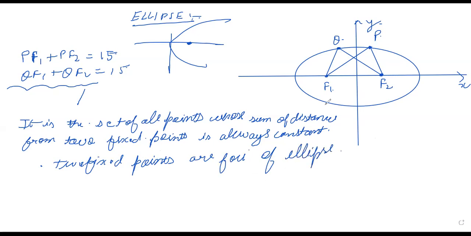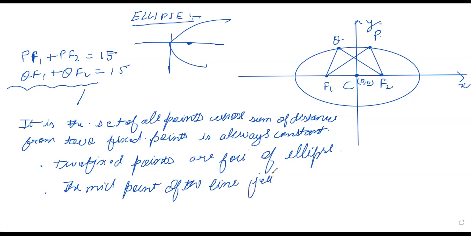And the midpoint between the two foci is the center of the ellipse. In this case the center is the origin. The midpoint of the line joining the two foci is the center of the ellipse.